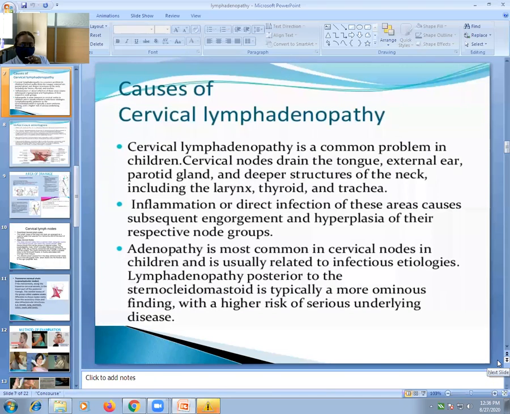Causes for cervical lymphadenopathy. Cervical lymphadenopathy is a common problem in children. Cervical lymph nodes drain the tongue, ear, parotid gland, and deep structures of the neck, including larynx, thyroid, and trachea. Inflammation or direct infection of this area causes subsequent engorgement and hyperplasia of the respective node group. Adenopathy is most common in cervical nodes in children, related to infectious etiology. Lymphadenopathy posterior to the sternocleidomastoid is typically a more ominous finding with a high risk of serious underlying disease.